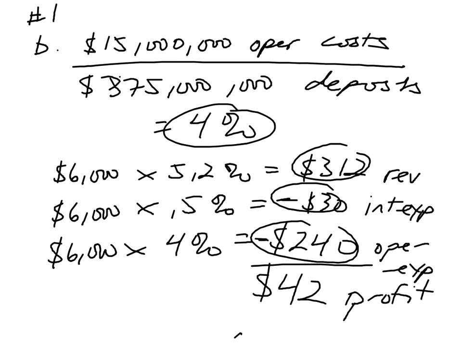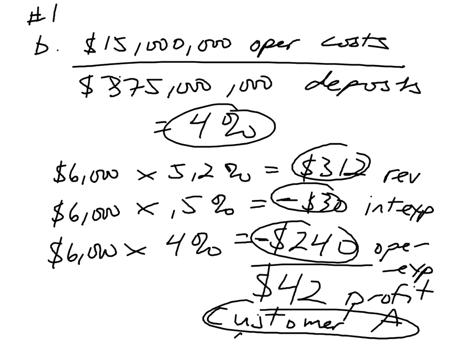That doesn't seem like a lot of money. You know, this customer deposited $6,000 in your bank, and ultimately you only made $42 in profit from that one customer. It doesn't seem like a lot, but if you have thousands and thousands of customers, it can add up to quite a bit of money in the long run. So that's going to be customer A for part B. And then I'll let you guys do customer B. Just follow the same formula that we used for customer A.